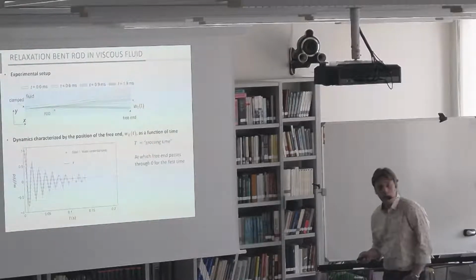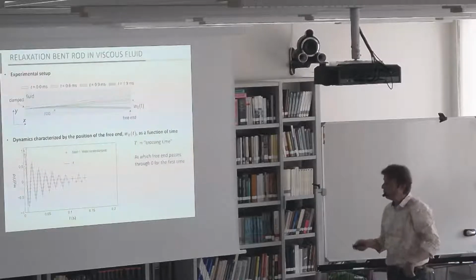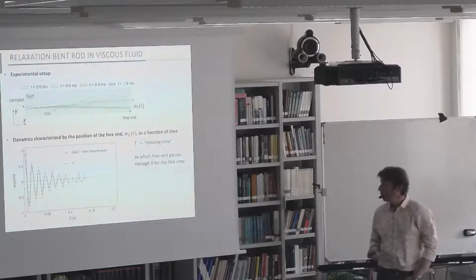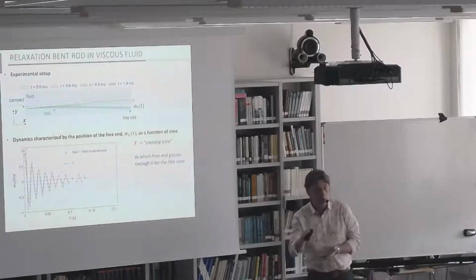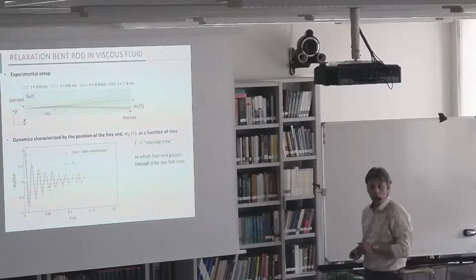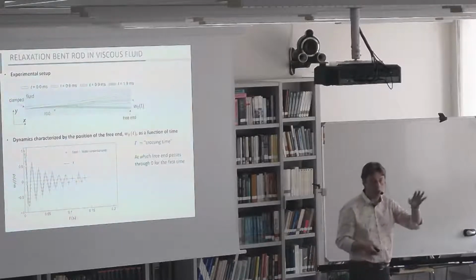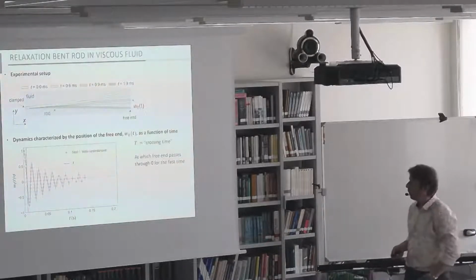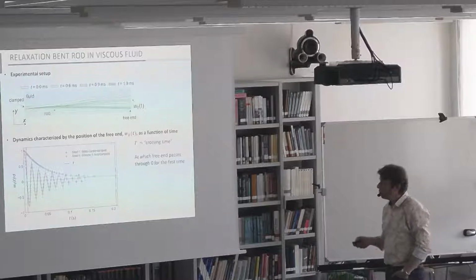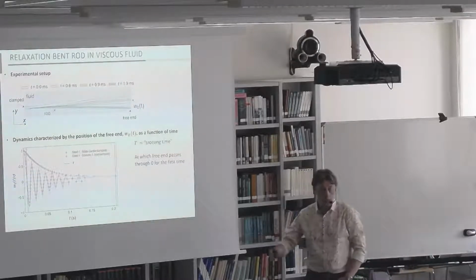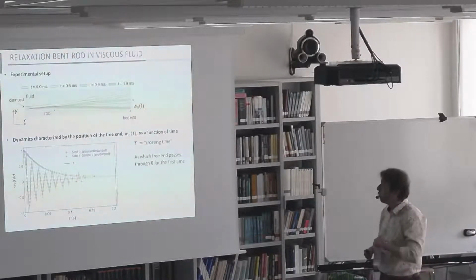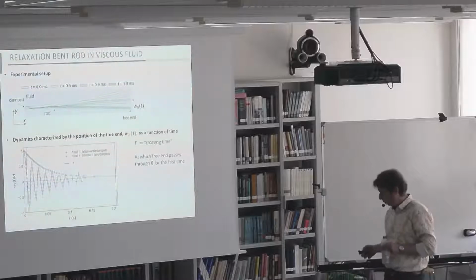If you are in the underdamped regime, you have oscillation of the tip. This is what you see here. And we define the T, the crossing time. So this is the time at which the tip of the rod passes through the equilibrium position for the first time. So when you are in the underdamped regime, this crossing time is just related to the period of oscillation. It's 1/4 of the period of oscillation. And when you are in the overdamped regime, where you don't have any oscillation, then this crossing time is just the relaxation time.